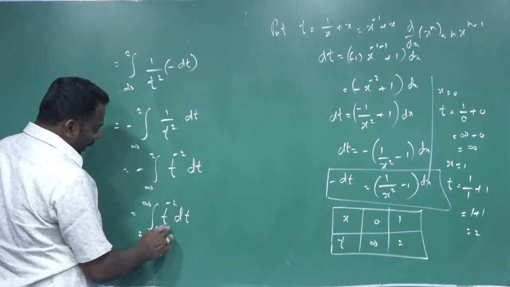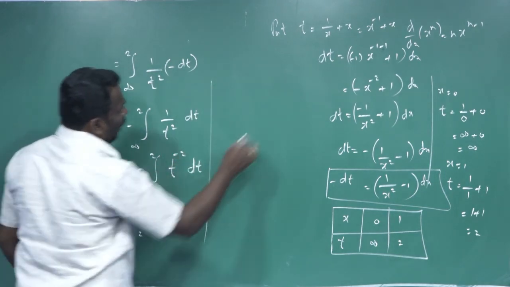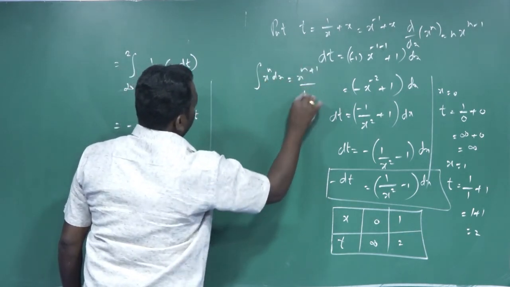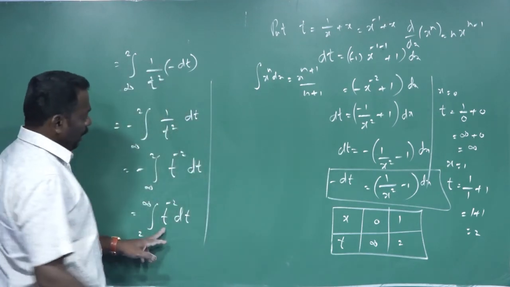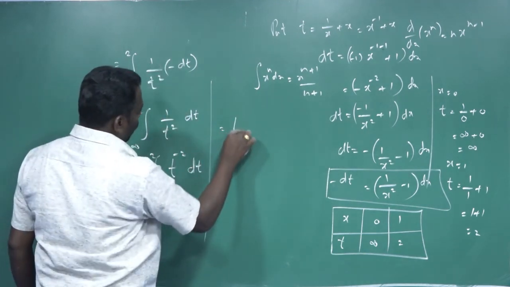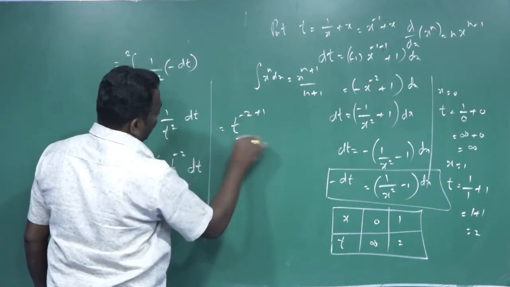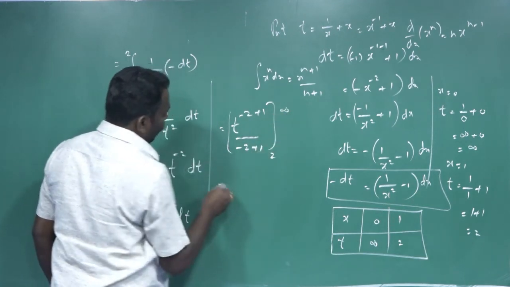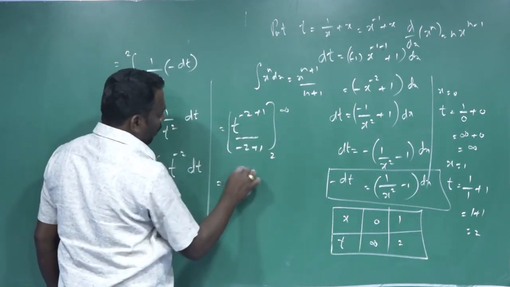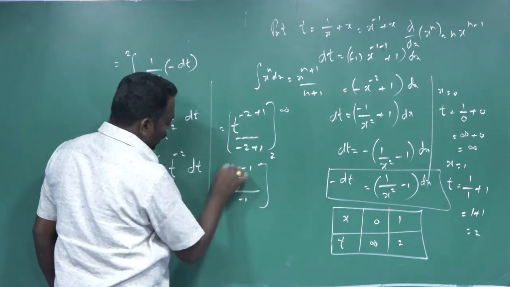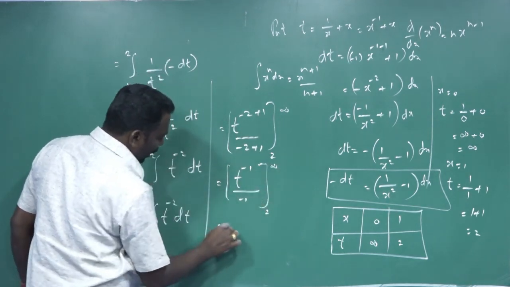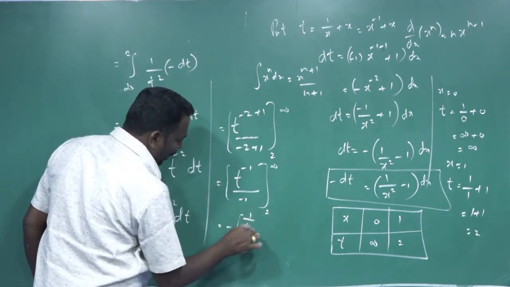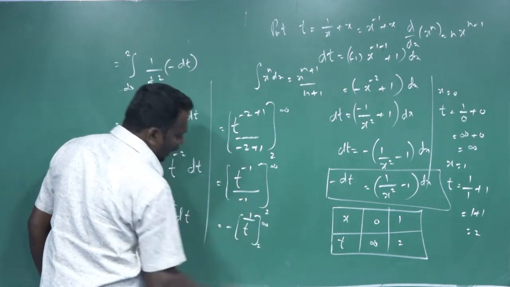Now integrate by applying the integral formula: integral of x power n dx equals x power n plus 1 by n plus 1. Here n equals minus 2, so that is equal to t power minus 2 plus 1 by minus 2 plus 1, with limits 2 and infinity. That is equal to t power minus 1 by minus 1, with limits 2 to infinity, and keep the minus outside. That is t power minus 1, that is 1 by t, with limits 2 to infinity as it is.